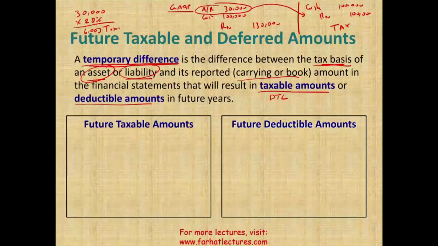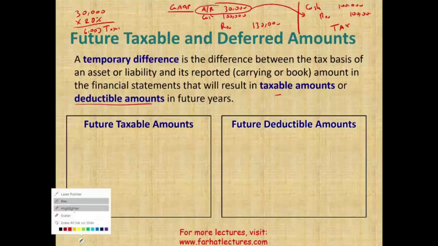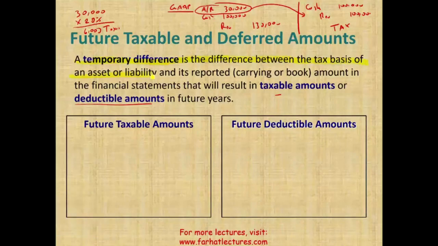So let's look at the temporary difference of a liability. The definition for a liability will be something like this: a temporary difference is the difference between the tax basis of an asset or a liability and its reported book value in the financial statement that would result in a taxable amount. Stop right there. This is the definition of a deferred tax liability. It's a temporary difference that's going to give me more taxes in the future.